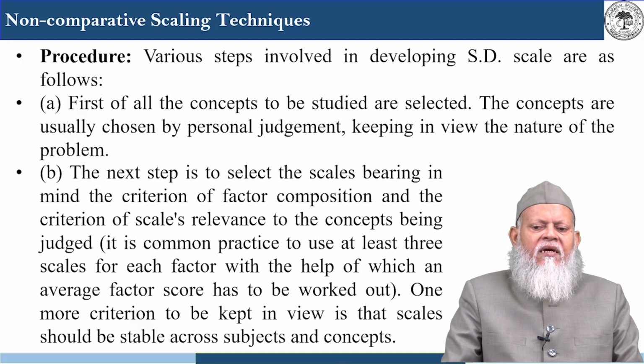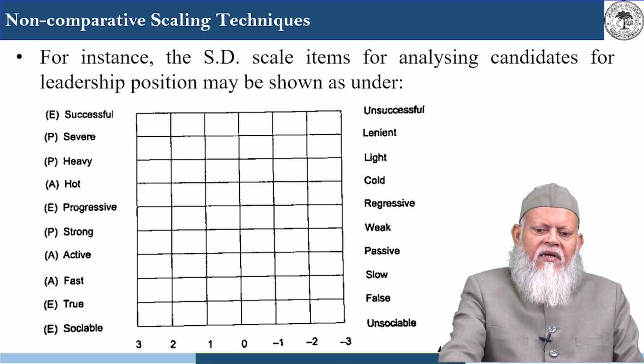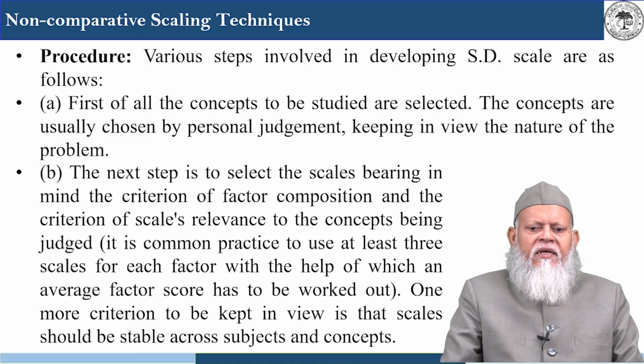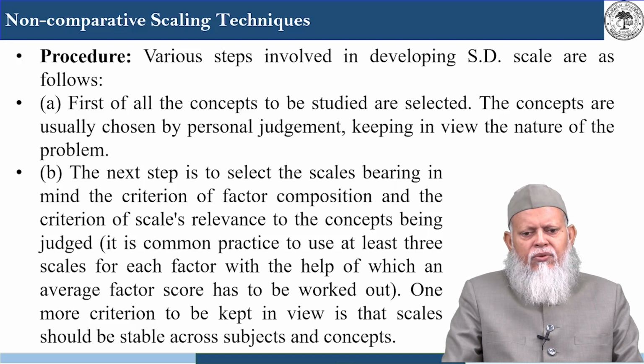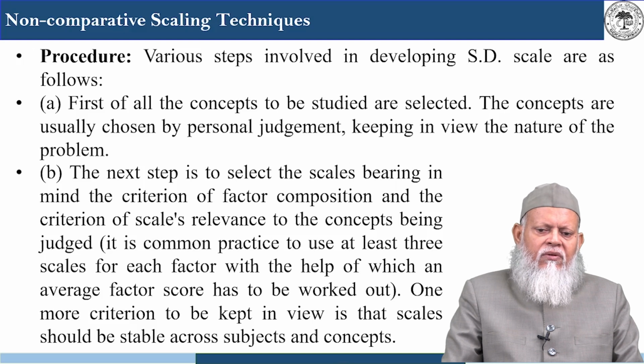In the previous table we had 7 scales. So it says that there should be at least 3 scales for each factor. In the table it is given as 7 scales. So one has to decide what large scale one can manage. Normally 3 to 7 is a very good scale. So 3 or 5, 7 is best.